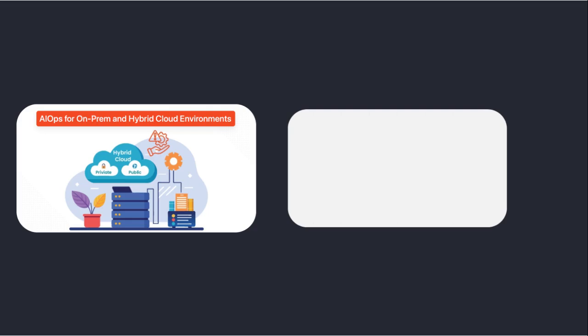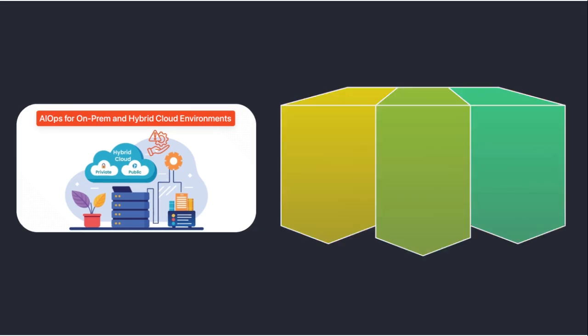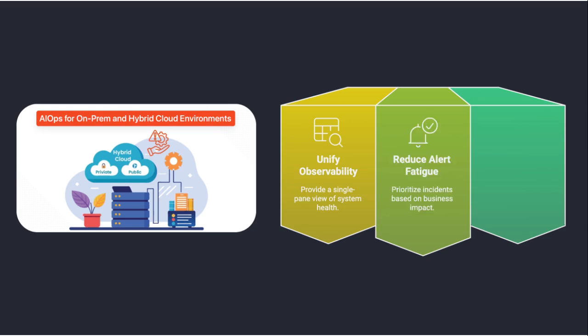Many enterprises operate in hybrid cloud setups, combining on-premises infrastructure with cloud services. AIOps can unify observability across environments, provide a single-pane view of system health, reduce alert fatigue, prioritize incidents based on business impact, automate multi-cloud management, adjust workloads dynamically across different cloud providers. By leveraging AIOps, IT teams can ensure seamless performance across diverse environments.